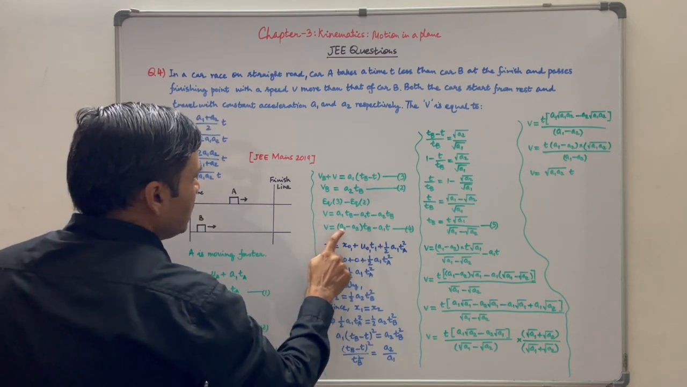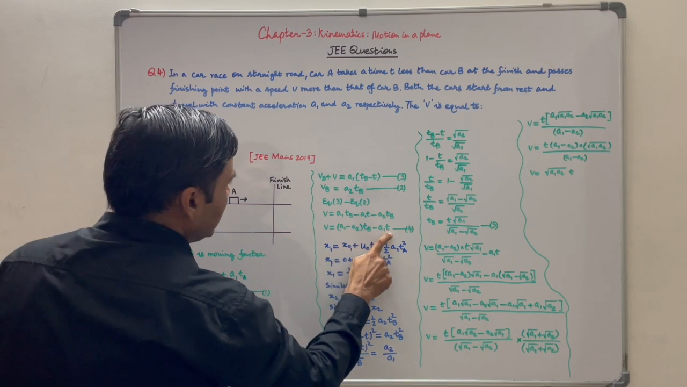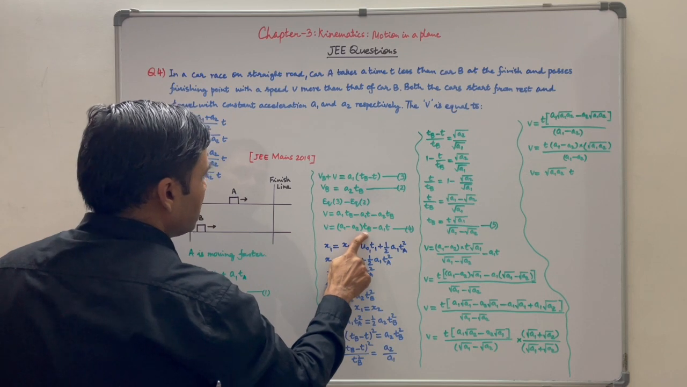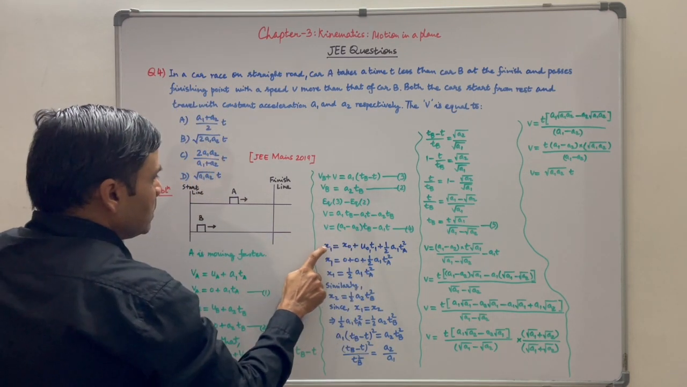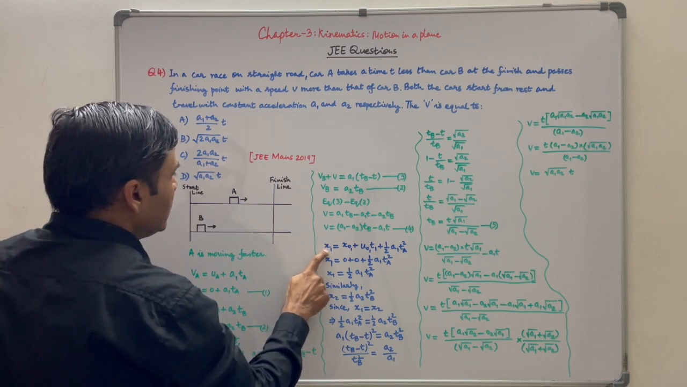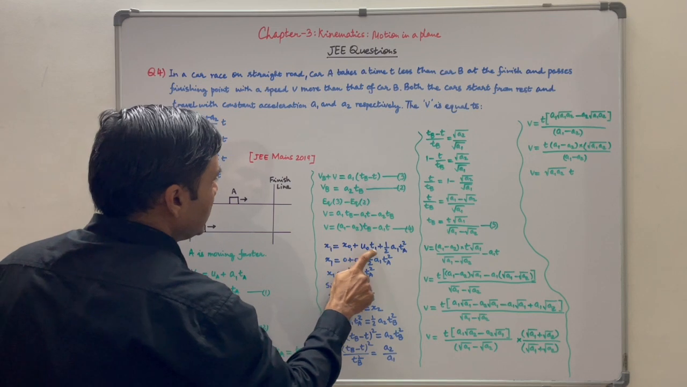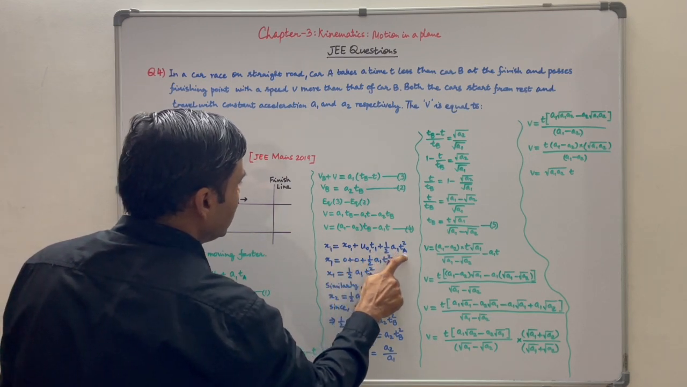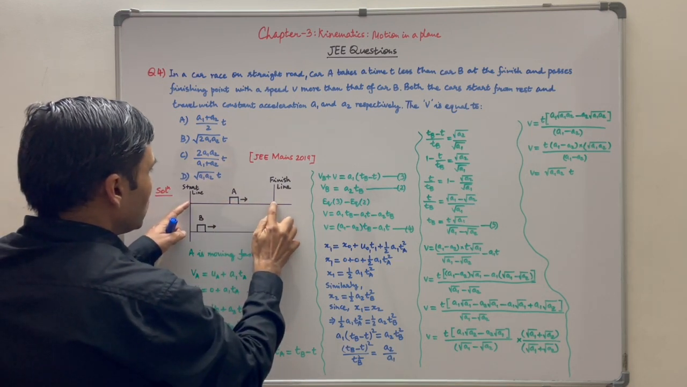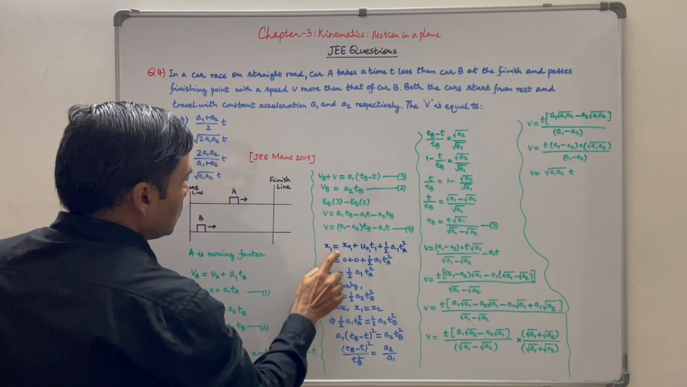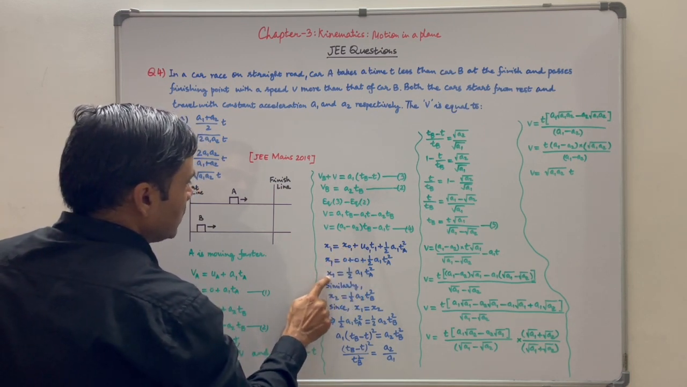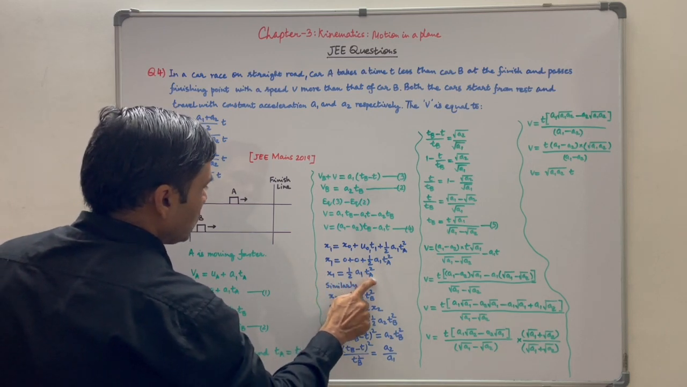In this equation, given quantities are A1, A2 and T. We have to eliminate TB. To eliminate TB, we need another equation. Now apply second equation of motion in a straight line. x1 is equal to x01 plus u01 t1 plus 1 by 2 a1 ta square. This is for car A. x1 is the distance from start to finish line. So x1 is equal to initial displacement is 0 and initial velocity is 0. So x1 is equal to 1 by 2 a1 ta square.